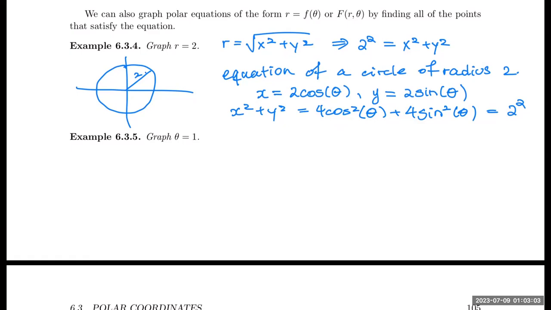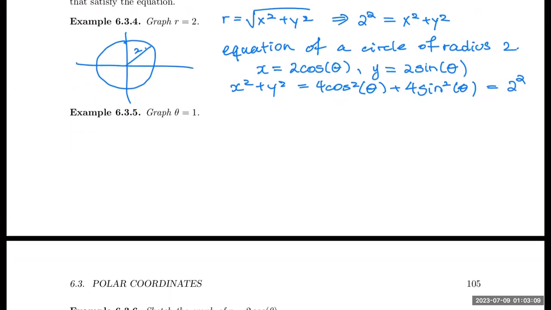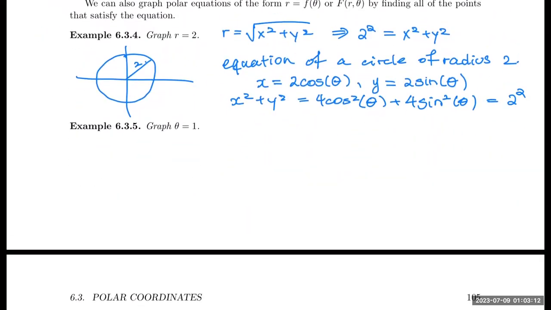As for the next one, let's have a look at theta equal to 1. Let's try to graph this. Well, one thing that we know is that tan inverse is usually written as y divided by x, which is equal to tan theta here. But since theta we know is equal to 1, we could change this to 1. So that means y divided by x is equal to tan of 1. And so we have y equals tan of 1 times x.